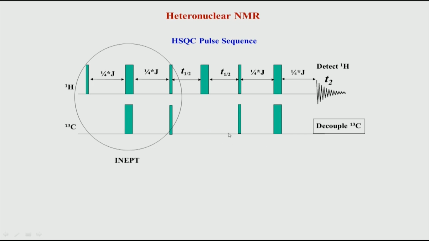We will go into detail in the next class and see how we can analyze this 2D spectrum, how mathematically the 2D chemical shifts are correlated in HSQC, look at some more examples of HSQC of simple molecules, and then we will look at HMQC.